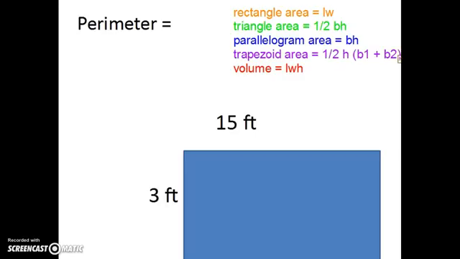In this particular case, it asked me for the perimeter, so I don't need any of those formulas because perimeter means how far all the way around. I do need to add my other sides on. 15 plus 15 is 30. 3 plus 3 is 6. When I add those together, I get 36 feet.